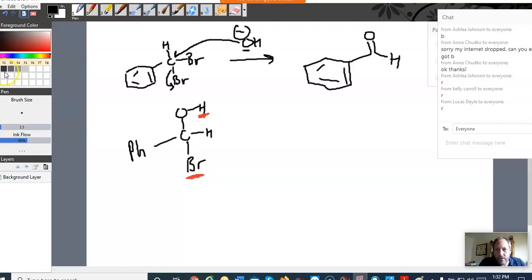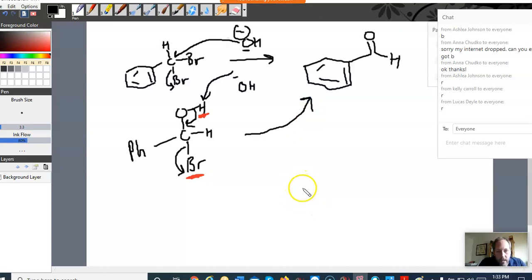Okay, so you have another equivalent of hydroxide, which is a base. What can happen is this is going to pluck off this hydrogen. These electrons are going to pop down to form your pi bond, because that's how you form pi bonds. And we know that bromine is a good leaving group, so your bromine is going to leave, and that will give you that compound. So it's kind of like an elimination reaction.